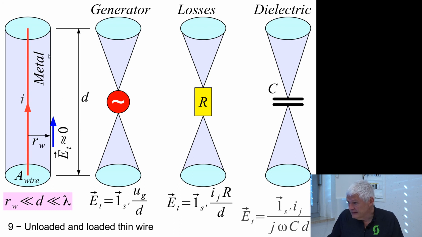So this system, when does it work? The way it is depicted here, it works when the wire is still thin with respect to its length. The length of the wire is d, and it should be thin with respect to the length. So our wire radius should be much smaller than the length of the wire.